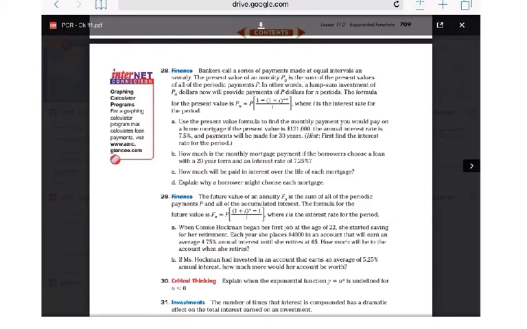Alright, the first thing that we're going to do here is look at problem number 28 and 29. Taking a look at problem number 28, a banker is basically saying that they're going to loan you $121,000 at 7.5% interest for 30 years.